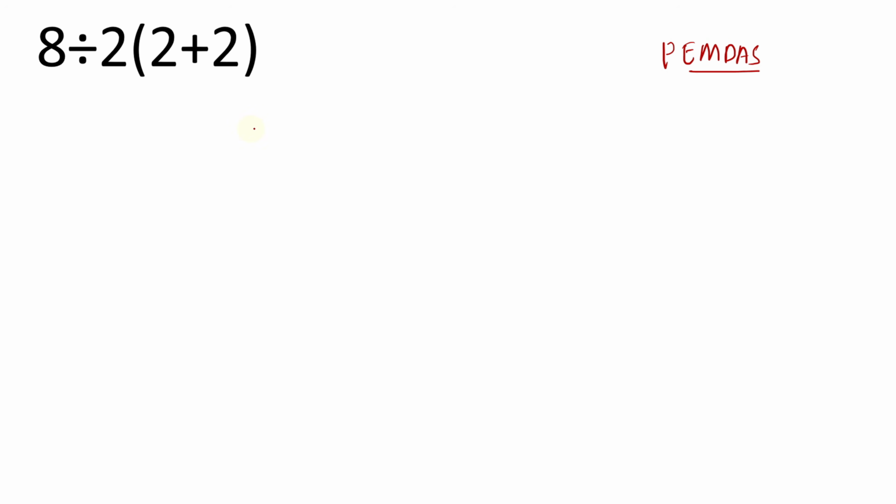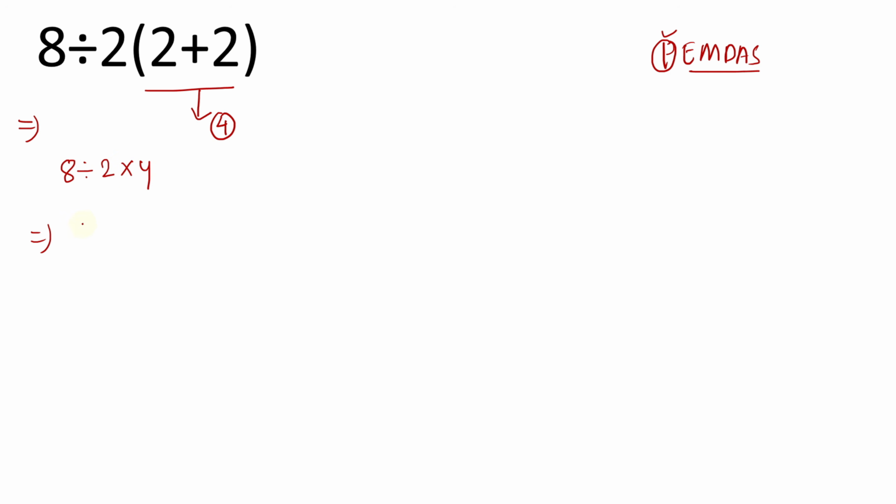Simple mathematics and nothing else. Here, as we know, PEMDAS gives first preference to parentheses, so we will operate this part first. 2 plus 2 equals 4. So we can simply write 8 divided by 2 times 4 here.